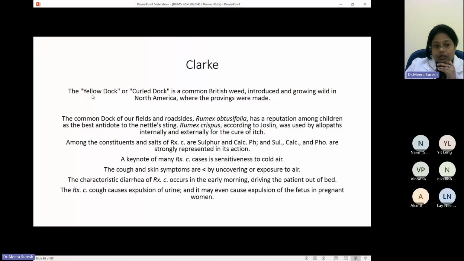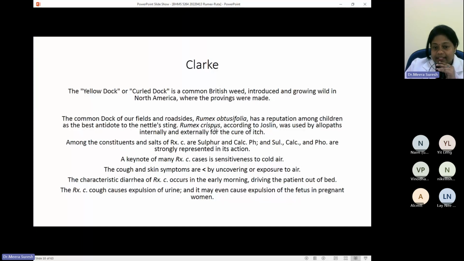Okay, so the yellow dock or the curl dock, which is the common name. It is mostly grown in North America where the provings were made. The common dock, Rumex obtusifolia, is usually used among children for the nettle sting. Nettle sting is actually what we say urticaria. Its other name is nettle sting.